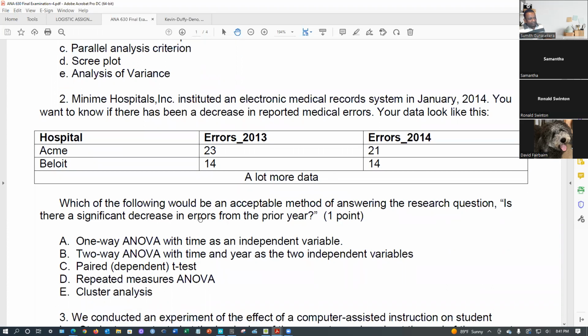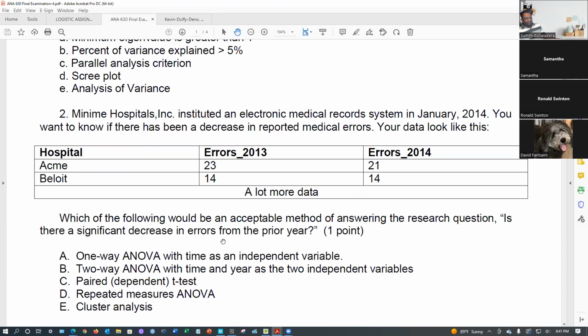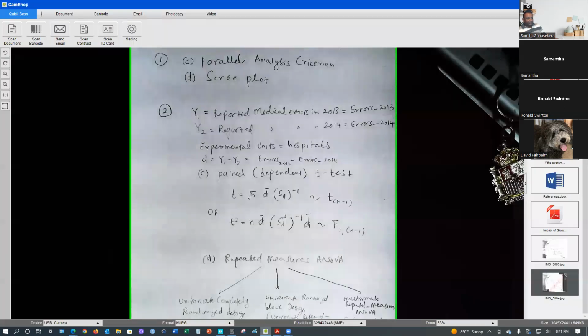Which of the following would be an acceptable method of answering the research question: is there a significant decrease in error from the prior year? So we're going to set this up. Y1 is the reported medical errors in 2013. You can say Y1, or give it a name like errors_2013. Y2 is the reported medical errors in 2014. This is a different form. The experimental unit is the hospital.